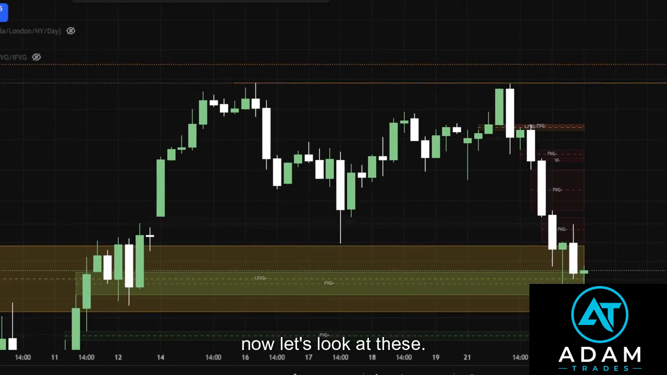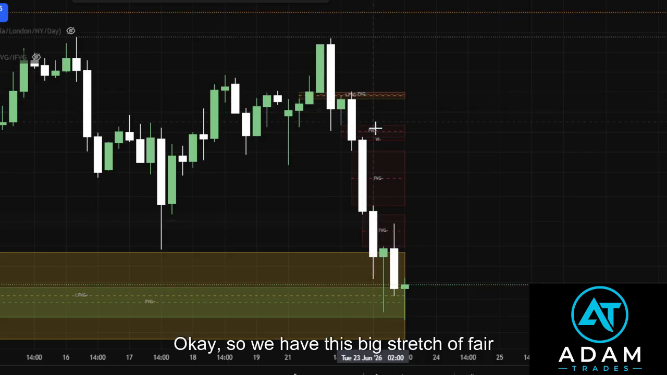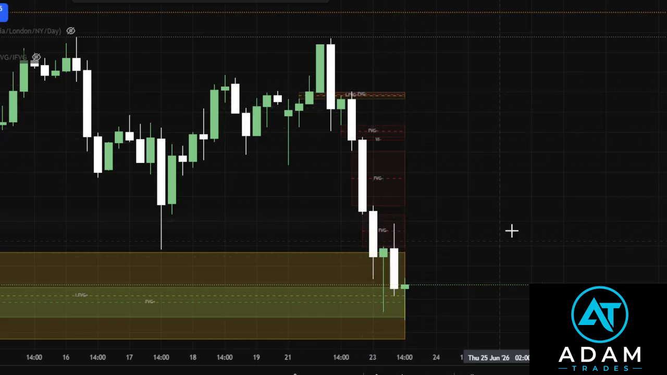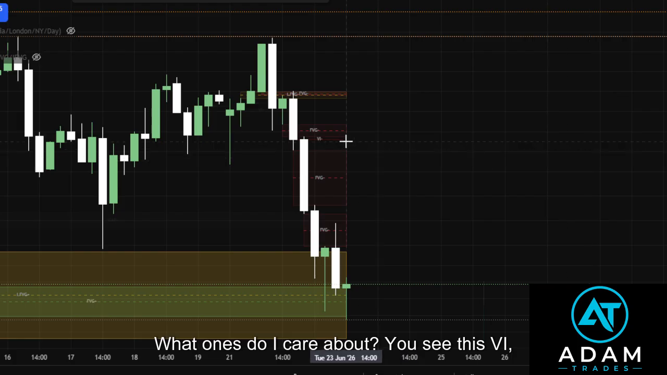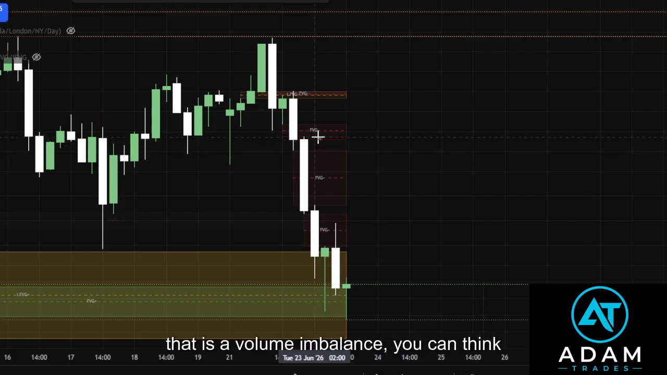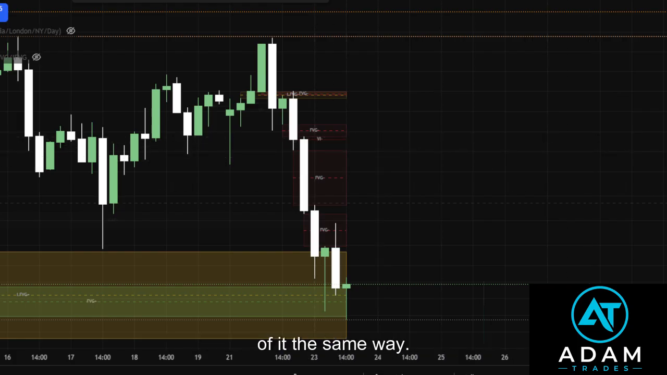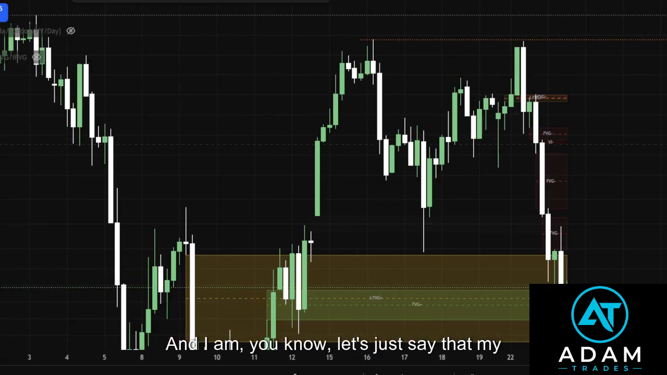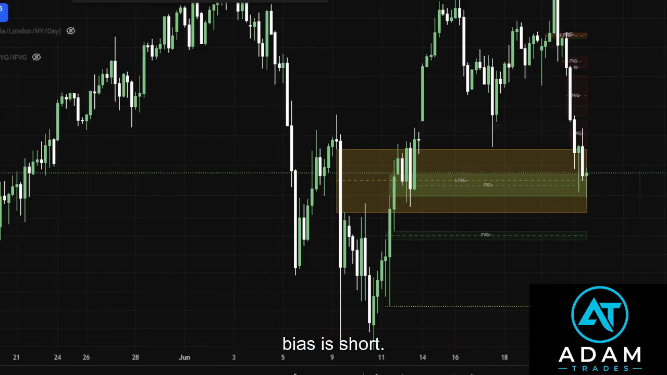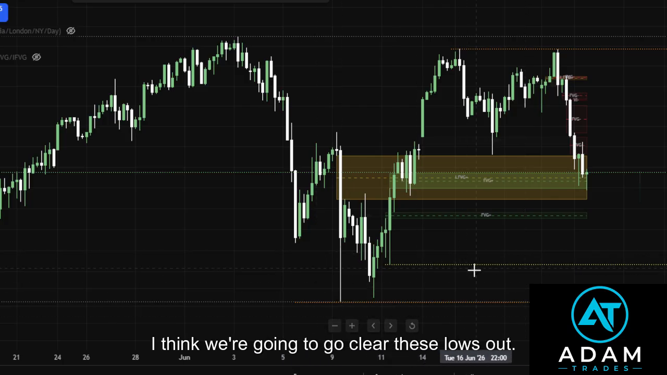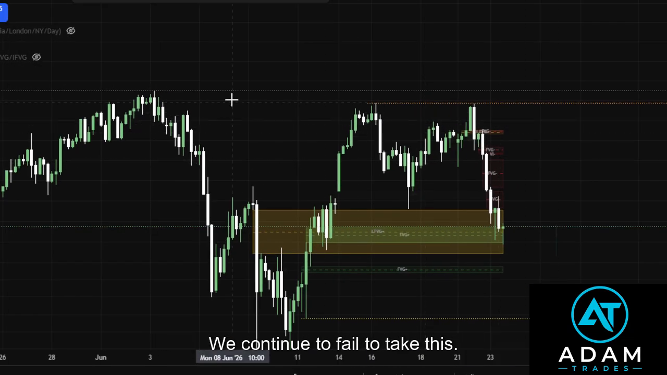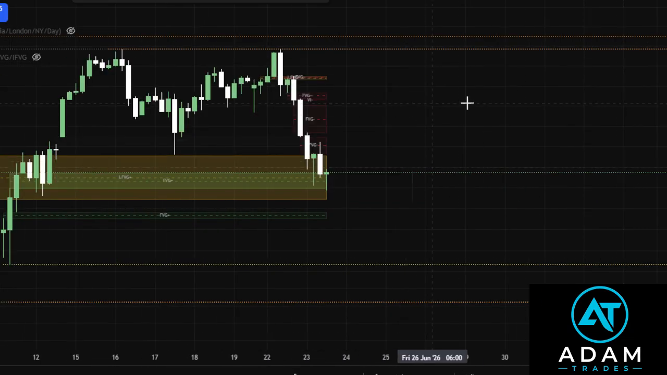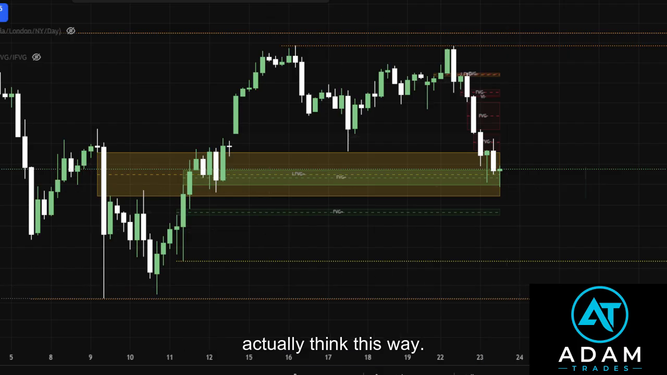Now let's look at these. Okay, so we have this big stretch of fair value gaps here. Which ones do I care about? You see this VI, that is a volume imbalance. You can think of it the same way. So if I'm looking at this, let's just say that my bias is short. I think we're going to go clear these lows out. We continue to fail to take this. Again, I'm not suggesting that I would actually think this way.